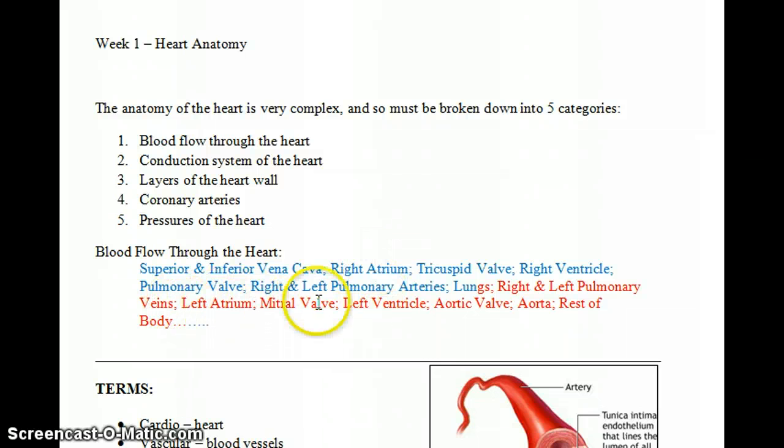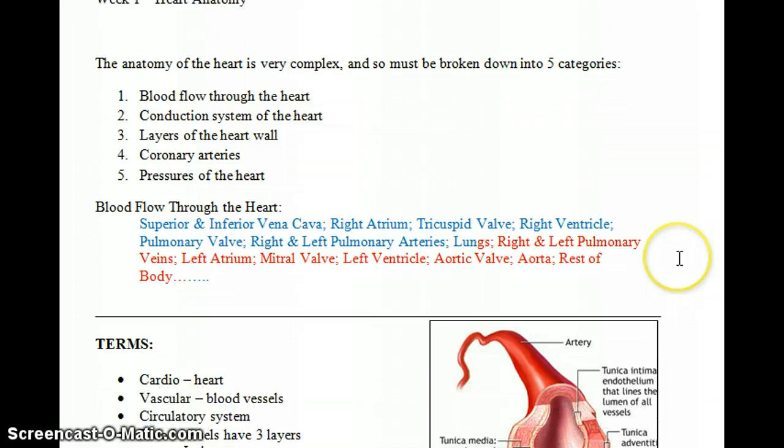And here I have the steps listed of how blood flows through the heart. I have the deoxygenated portion typed in blue, the oxygenated portion typed in red, and this goes along with the video blood flow through the heart, so you'll want to watch that and kind of have this to follow along.